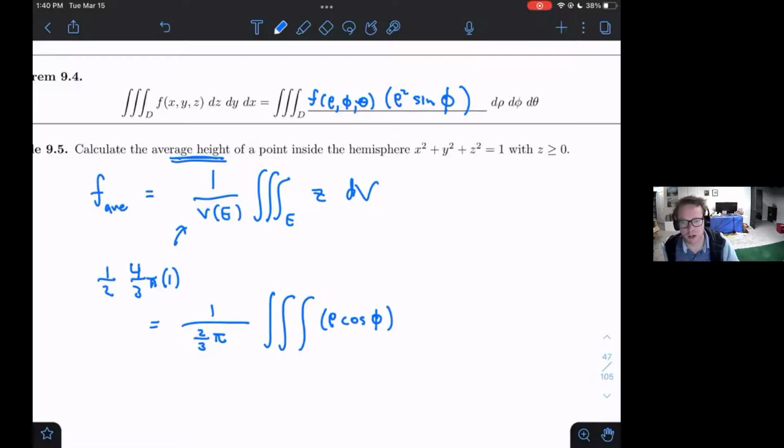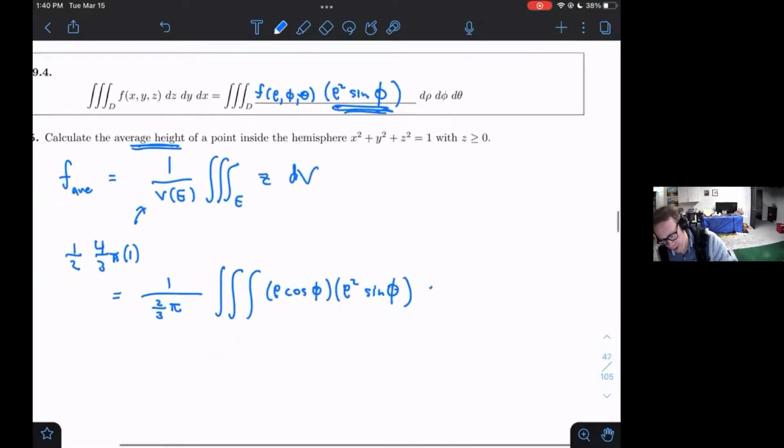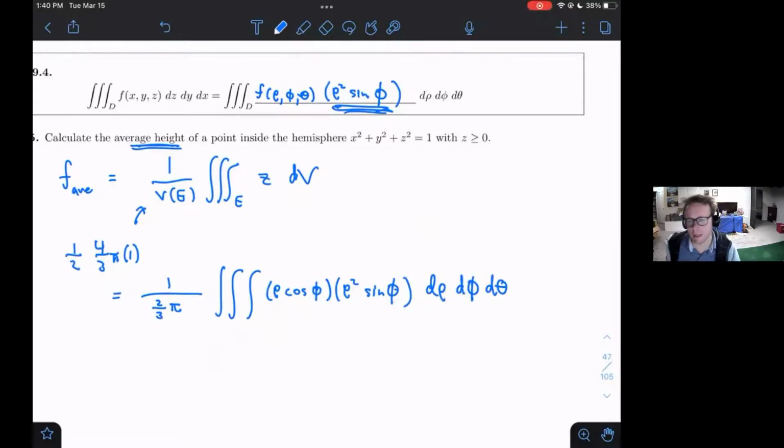And now if we want to swap this into spherical, we need this extra rho squared sine phi. This is the extra integration factor that we always need whenever we swap into spherical. We're going to integrate with respect to rho, phi, and theta. And now we need to spend a little bit of time thinking about our bounds.